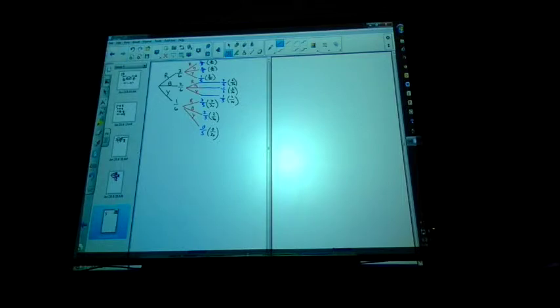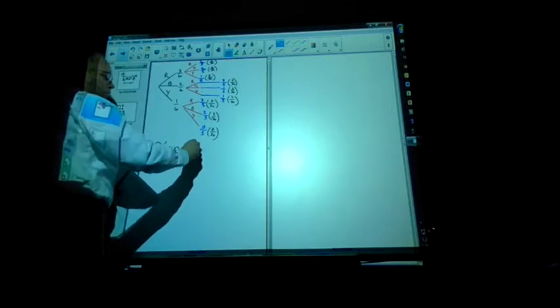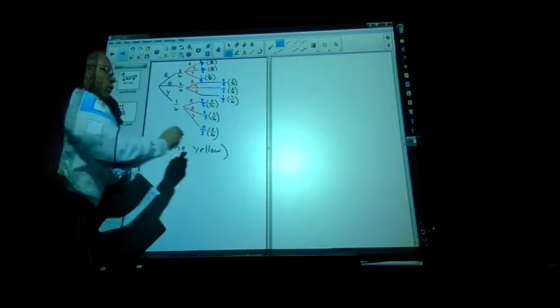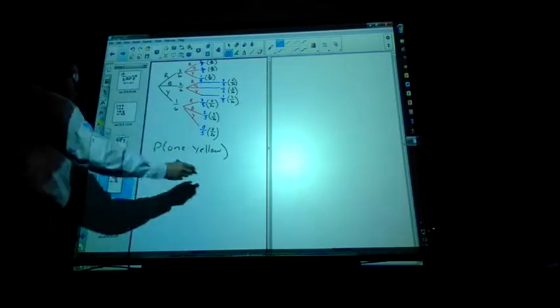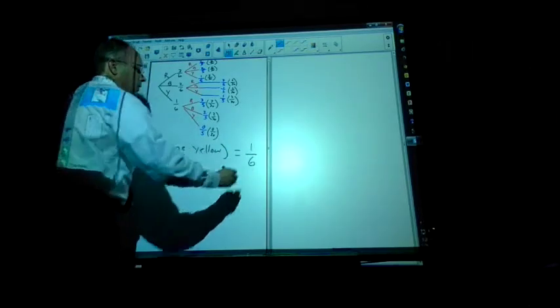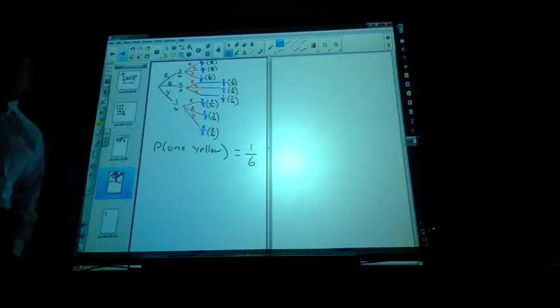Probability of 1 yellow. I'm drawing 2 marbles out, but what branch would give me the probability that I have 1 yellow? Yeah. So I have 1 out of 6 probability. Done. I actually just looked right here. I was like, boom, yellow, boom, 1/6, done.